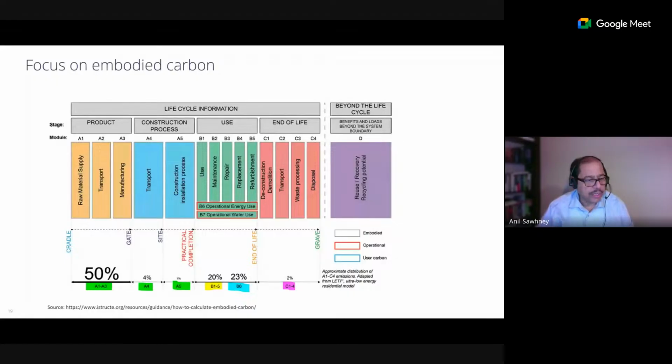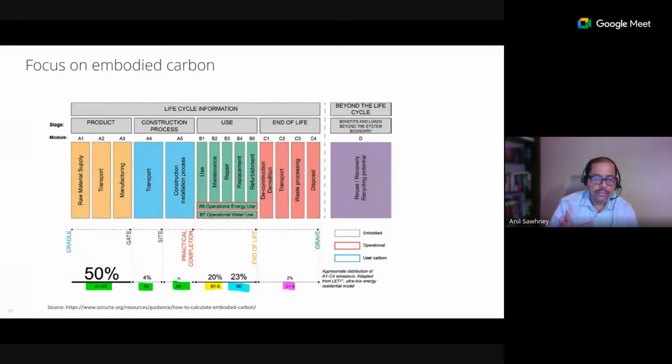So another way to look at it, if you really want to understand a very simple, basic, maybe concrete beam or column level embodied carbon calculation, you can go to this simple guidance from iStructE. So if you think about it, it's pretty straightforward what we are trying to do.